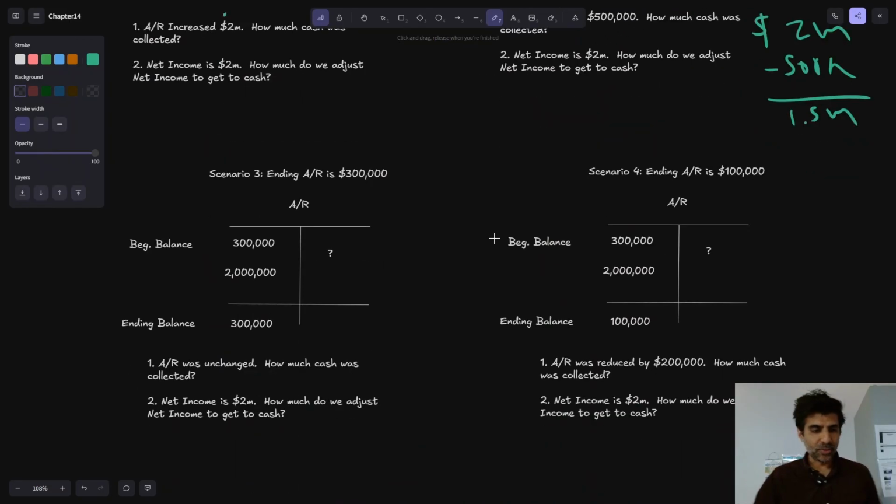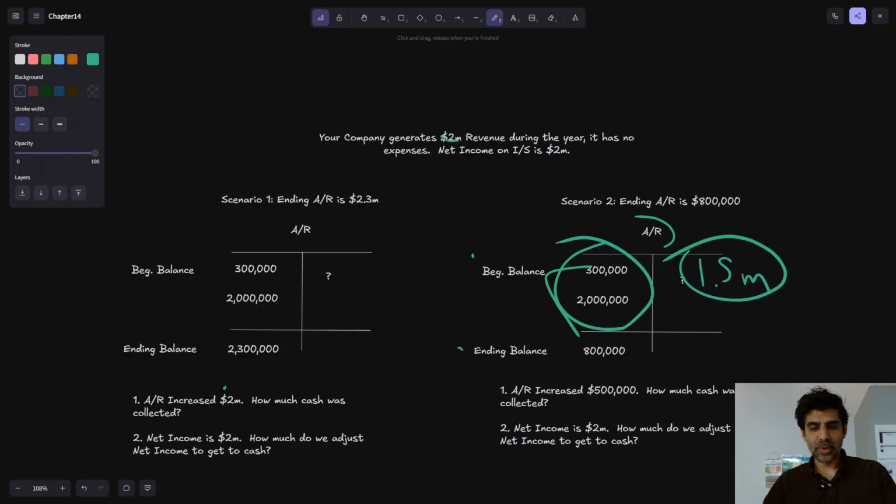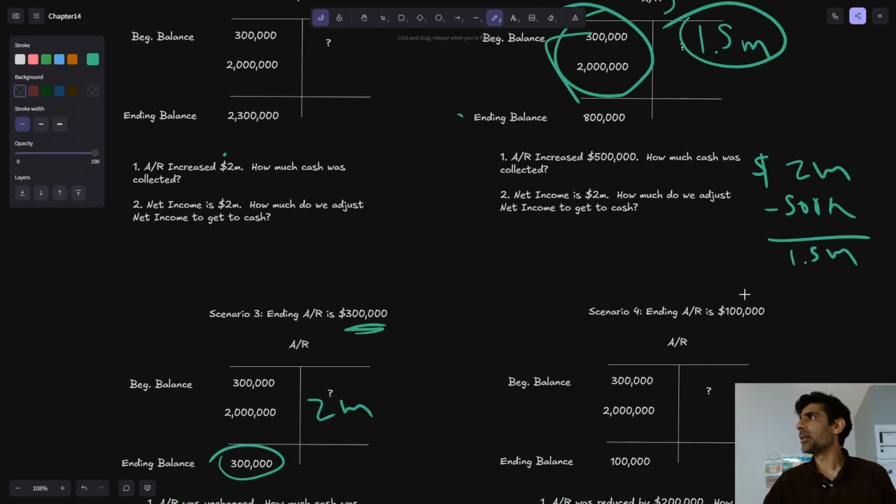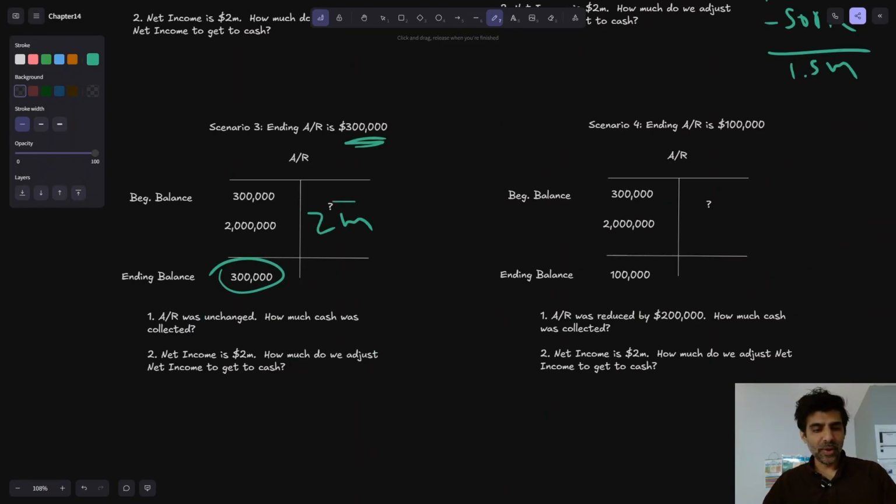Okay, so let's do this one. Ending AR is 300,000, so it's unchanged. Okay, so how much cash came in? 2 million. Do I need to do any adjustment to net income? Because remember, my net income is 2 million. No adjustment, right?